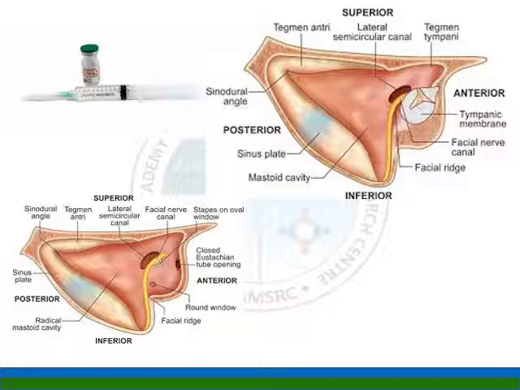How this surgery is performed we can see later on in operative surgery. The treatment is mainly radical or modified radical mastoidectomy. So what I mean to say is, you should address the ear later on, okay.